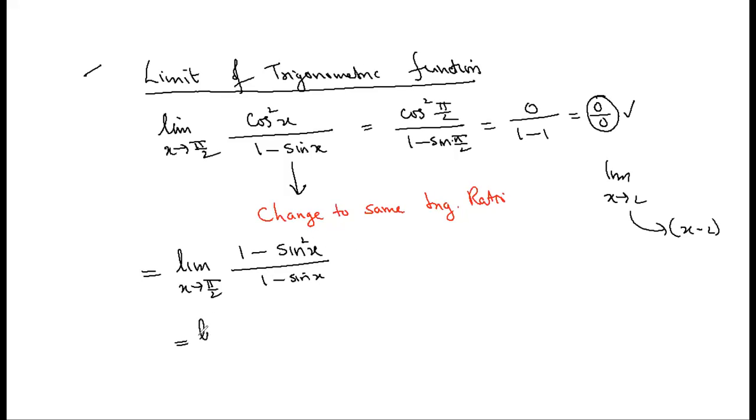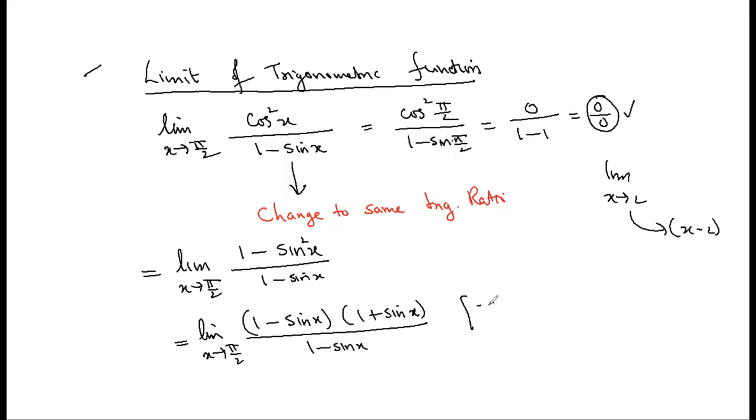Do you agree with that? Yes, sir. What we can do? 1 minus sin x and 1 plus sin x. Which formula did you apply? A square minus b square. Yes, sir. It is 1 minus sin x into 1 plus sin x. The formula which I applied is a square minus b square is a minus b into a plus b.